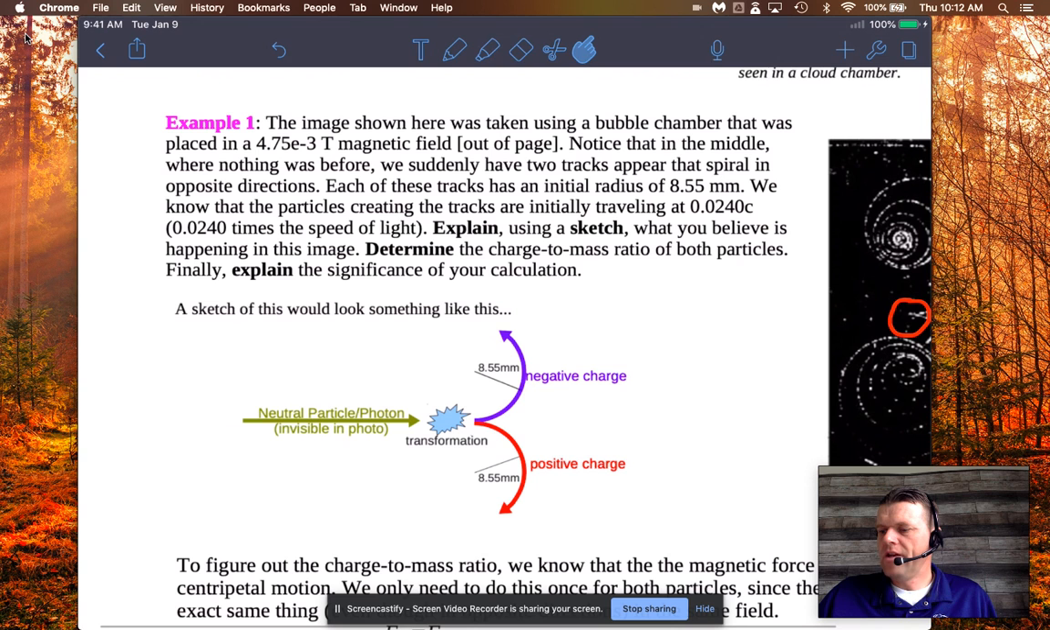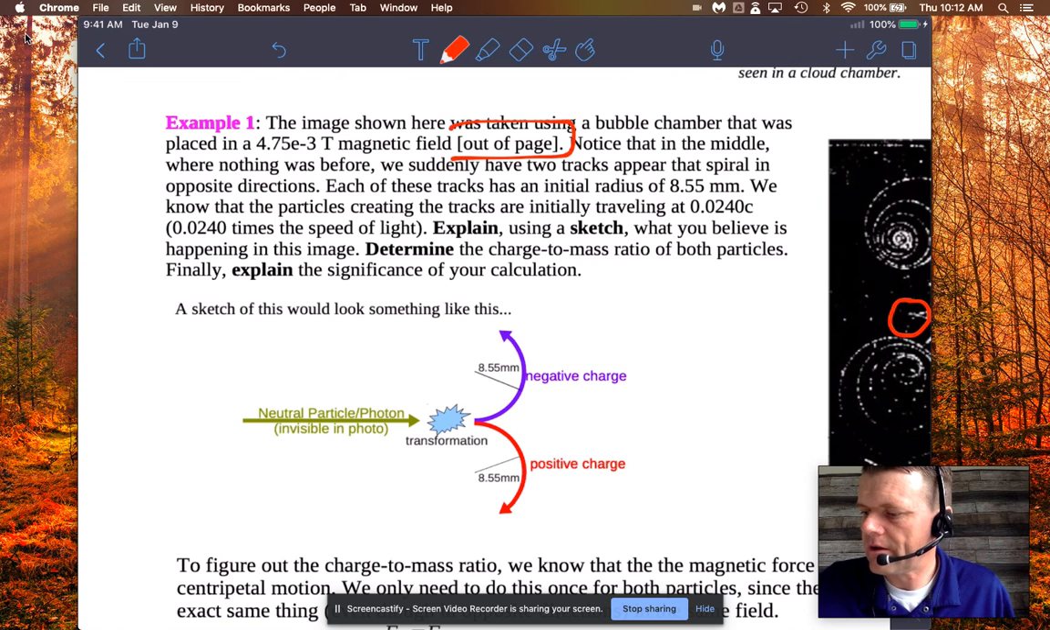Okay, so initially we do have a magnetic field. Oh, sorry, this question says that it's out of the page. Okay, there's a magnetic field out of the page. The initial radius of both of the spirals is 8.55 millimeters. Obviously, the spirals change as you keep going, because the density of the liquid isn't uniform, and so you're not going to get perfectly symmetrical inward spirals.